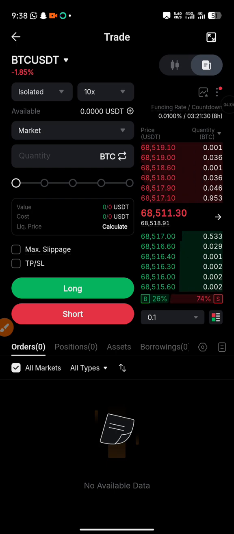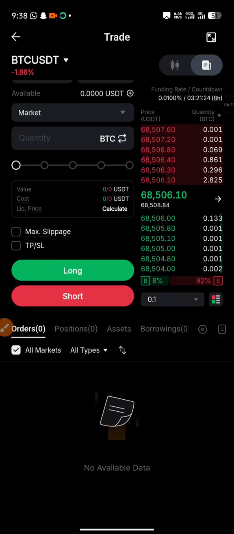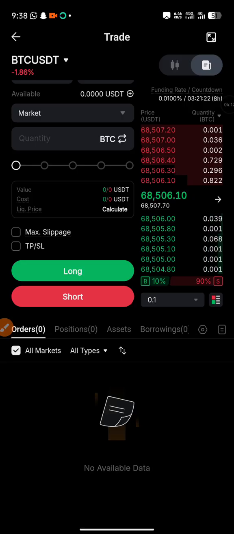So use proper risk management if you really want to do this. Risk only maybe 1 to 2% per trade. Avoid over-leveraging. If you go ahead to use 50x leverage, you can easily lose your capital.